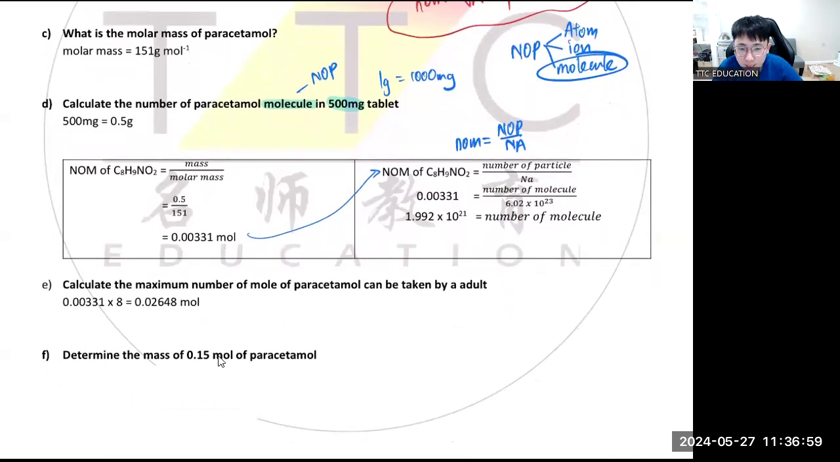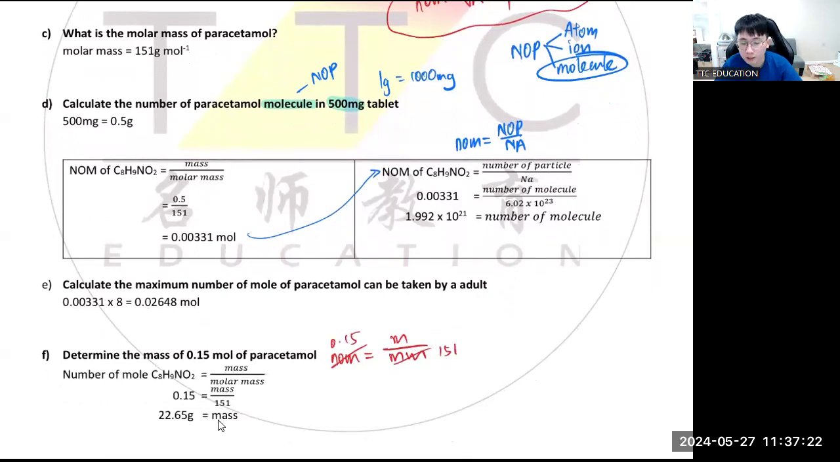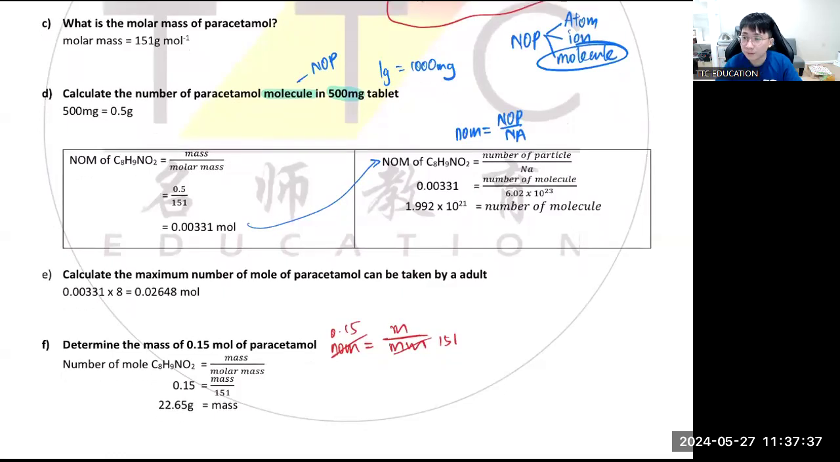And moving on, determine the mass of your 0.15. If they give you number of mole, how do we convert to mass? Use mass over molar mass, but a different calculation. So we say number of mole equals mass over molar mass. Number of mole is 0.15, and molar mass is 151. So how do you find mass? Multiply, and you get this as your mass. So this question is basically a simple go through of mass over molar mass and different calculations. Just a brief go through. Hopefully you all still have it in your memory. Later on I'll do some hard questions.